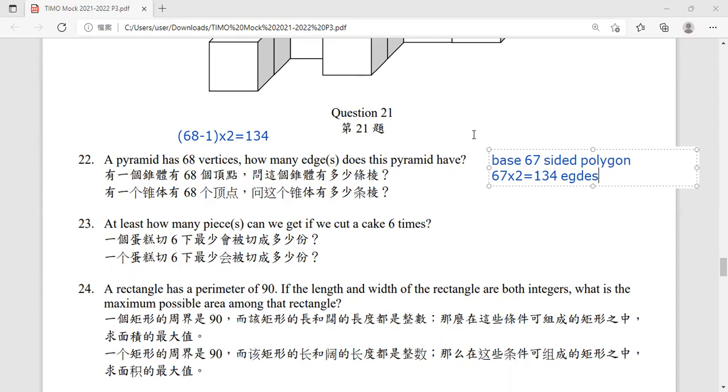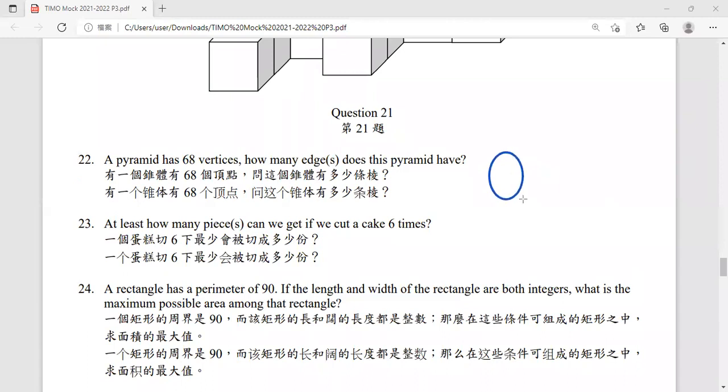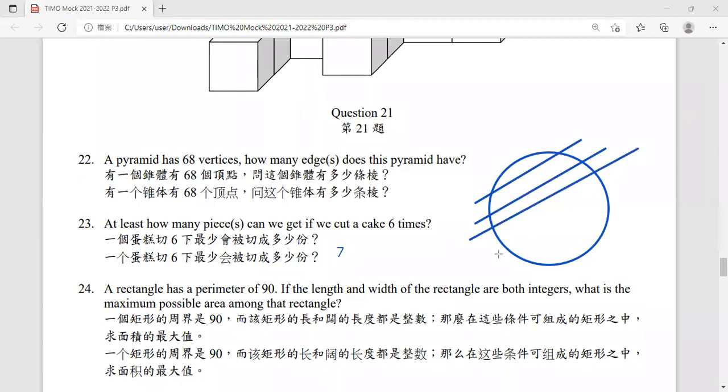Okay, good. 23. At least how many pieces can we get if we cut a cake 6 times? Okay. Now this is a little bit tricky, but it's okay. Now if you are smart, then you will know the answer is 7. Because you cut it something like that, the cutting lines do not intersect, and you get something like this one.